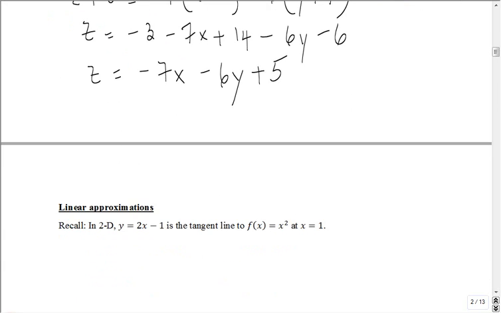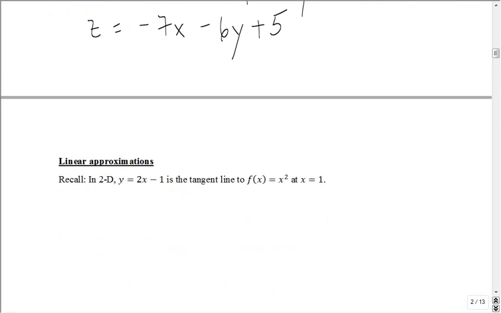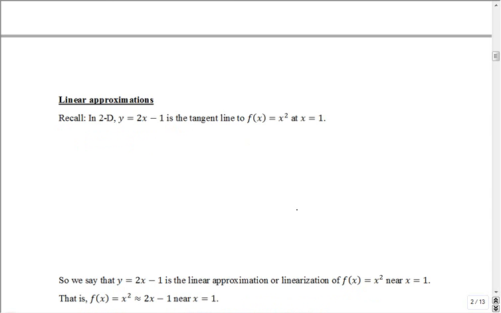We're going to look at linear approximations or linearization. You may have remembered it by that word, linearization. What is this? So let me just remind you what it is, because you did that in Calc 1. So let's go back to Calc 1, single variable calculus.